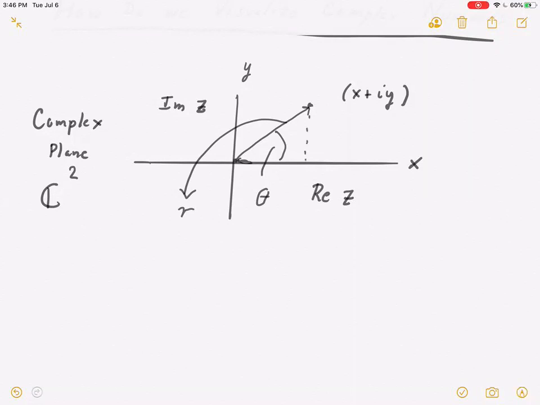So trigonometry tells me a lot. It tells me that the norm or absolute value or modulus of this complex vector is r, and that's x squared plus y squared to the 1/2 power. So r is the length of our vector, and it has a name called the modulus. Theta is the angle that the vector makes with the x-axis, which is the real part of z, and it's called the argument.